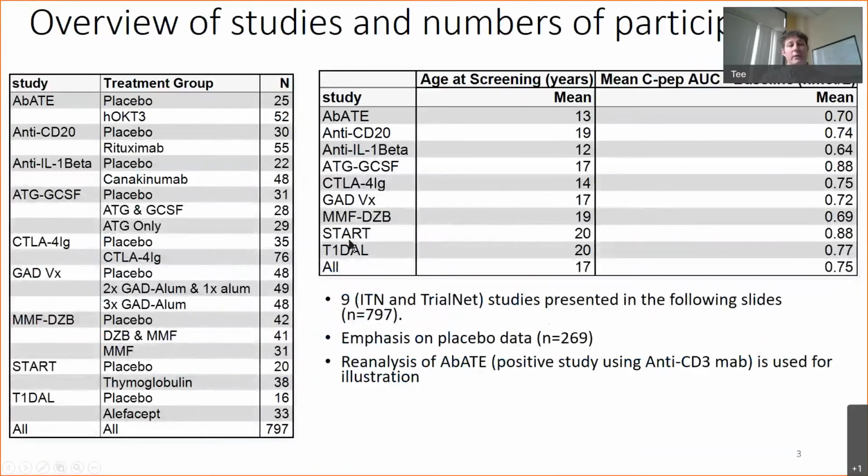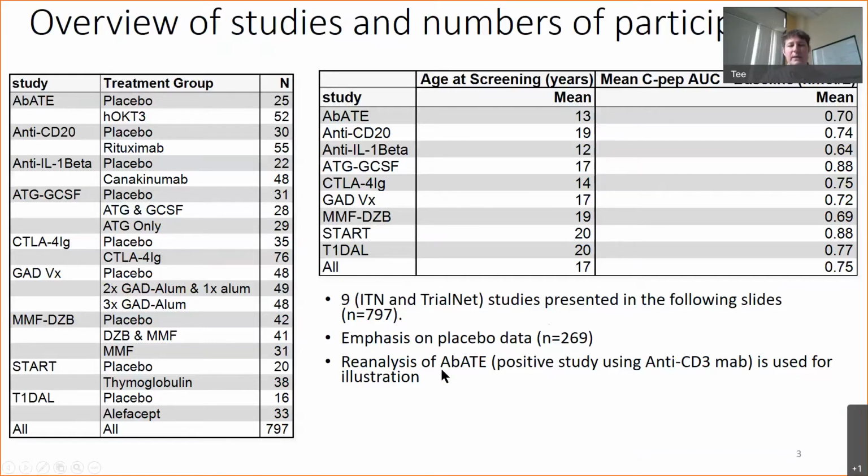Here I'm giving an overview of the data presented herein. We've got 9 different studies from the ITN, Immune Tolerance Network, and TrialNet with about 800 subjects. Most of the data presented will be focused on the placebo data. What I'm showing on the right is to make the point that these studies, although very similar in their inclusion criteria, do have subjects of different ages and different baseline C-peptide, which is relevant to the QR metric that I'll be discussing.